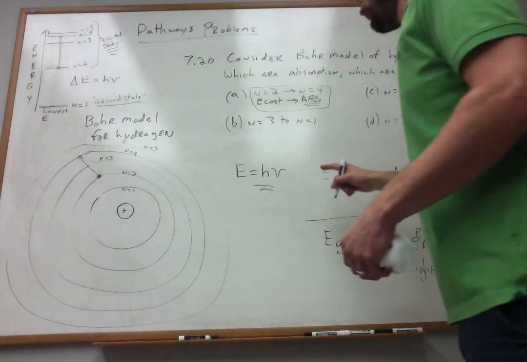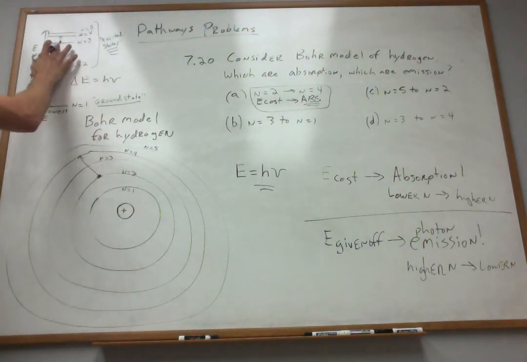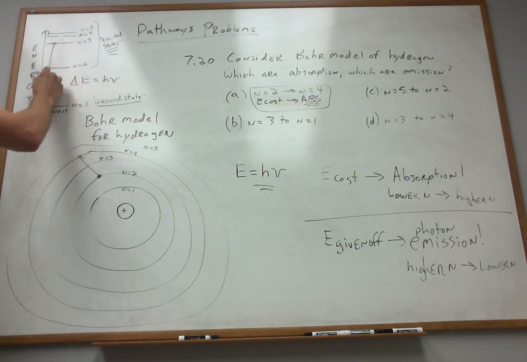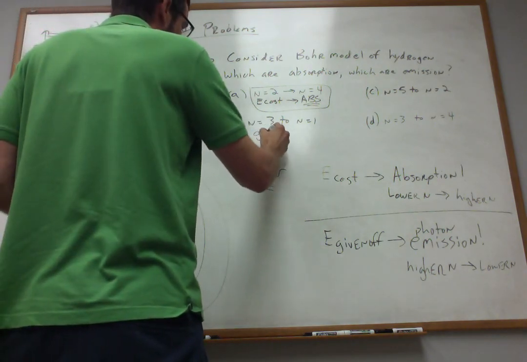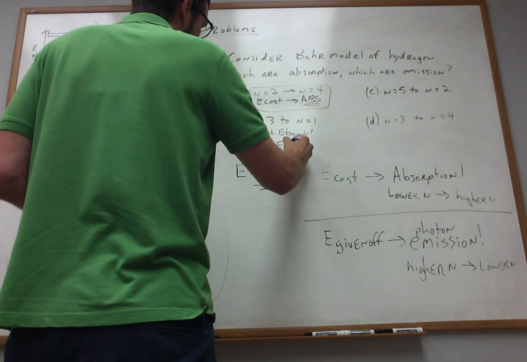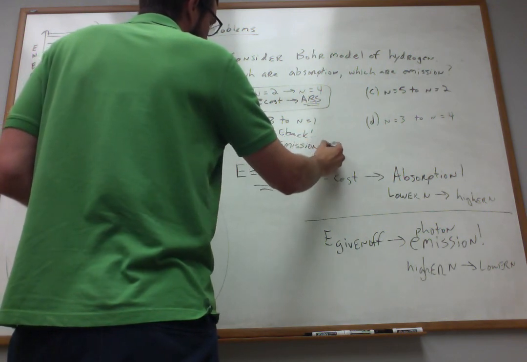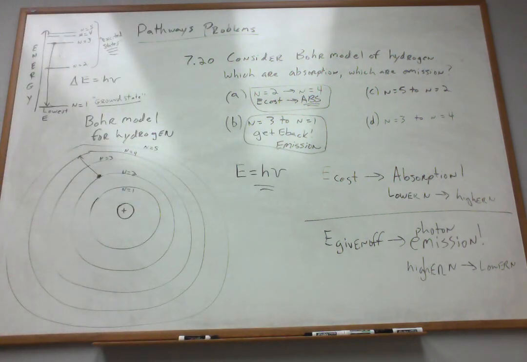Let's talk about letter B. Now, letter B, we go from 3 to 1. This is a little bit different situation, right? Start off here in 3, come all the way down to n equals 1, our ground state. So we go from an excited state down to a ground state. That's a pretty big energy gap, and since we go from a higher energy state to a lower energy state, it looks like we get energy back. This is emission. All right? Higher to lower is emission.